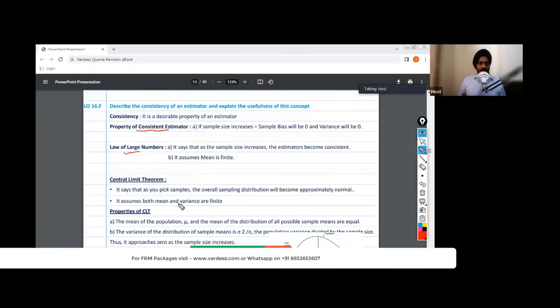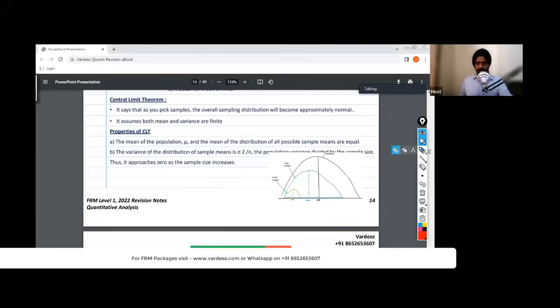What about the law of large numbers? It says that as the sample size increases, the estimators become consistent. Let me show you this. It's a huge sample. I cannot extend this, but this entire thing is the population, and we have mu here. This orange one is another sample, and this blue one is another sample, and this entire thing is the population.